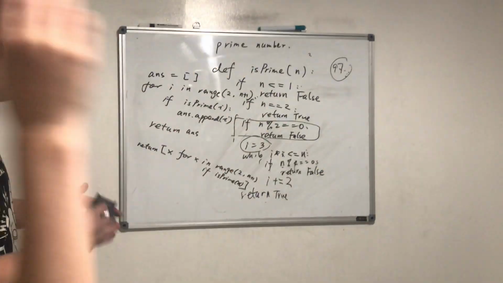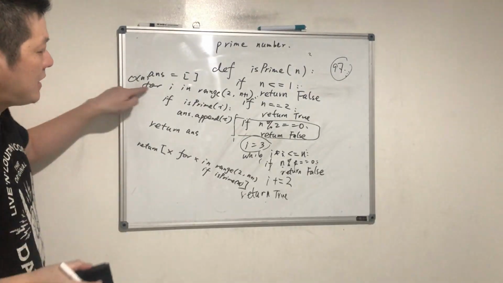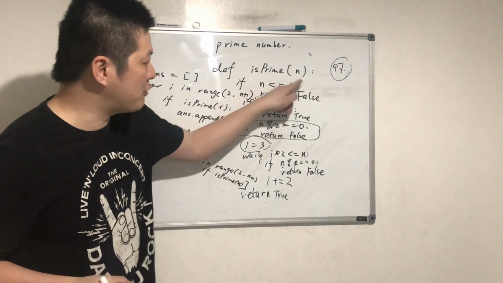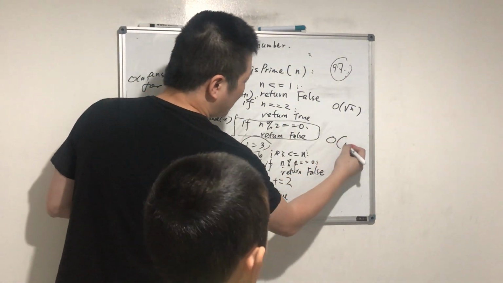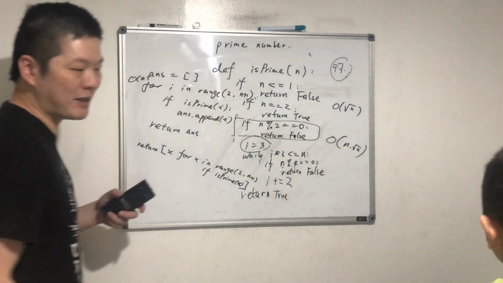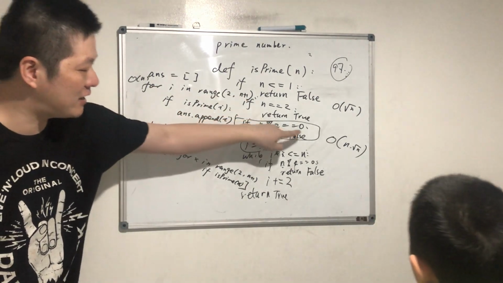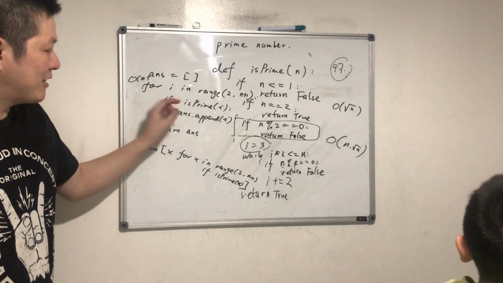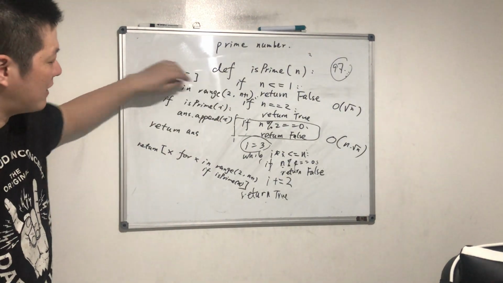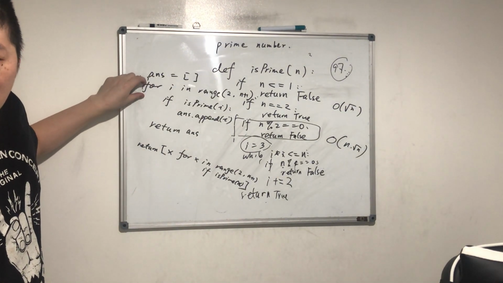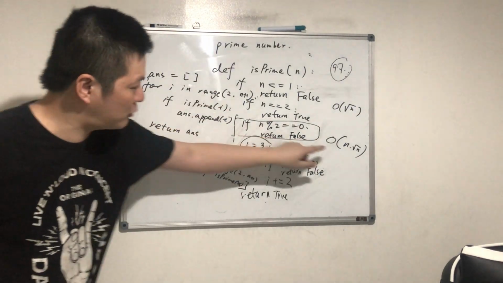Can we do better? Maybe we can't. Look, this is an O(n) loop, and combining with this O(square root n), the overall complexity is O(n square root n), right? Does it make sense? Look, iterate n times, and for each one, you need to iterate square root n times. So all together, combine, because this thing is inside the loop. If you want to complete this task, you need to do this n times. For each of the n times, you need to do this square root n times.